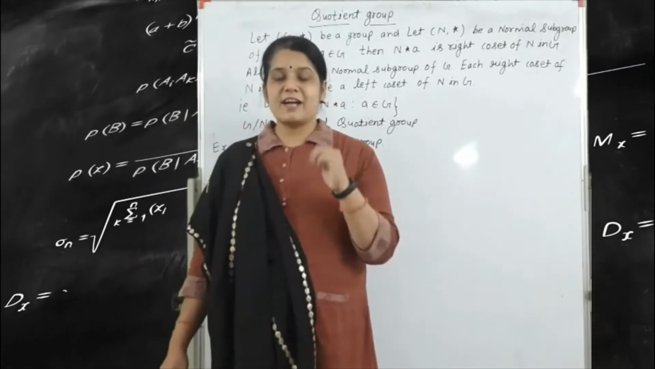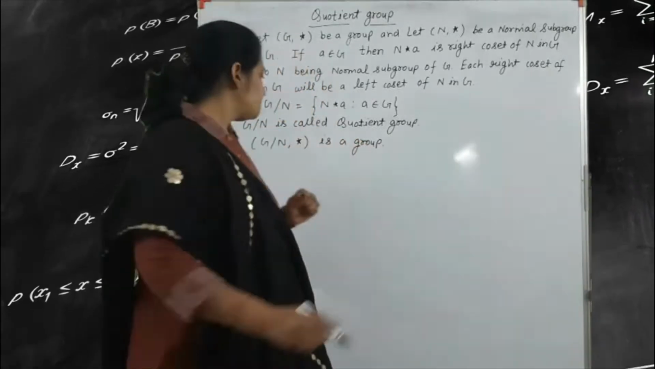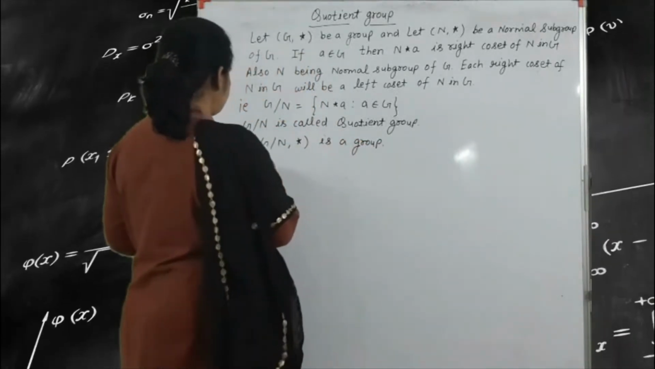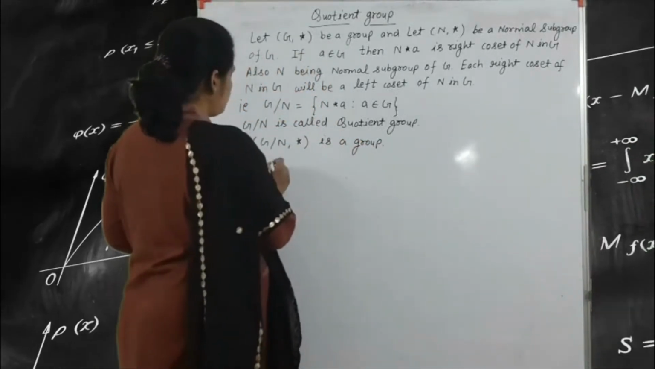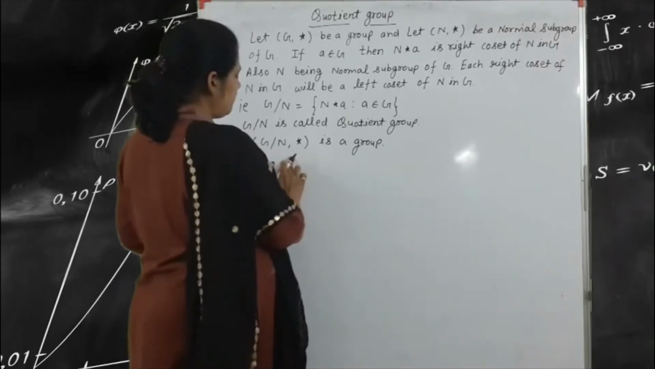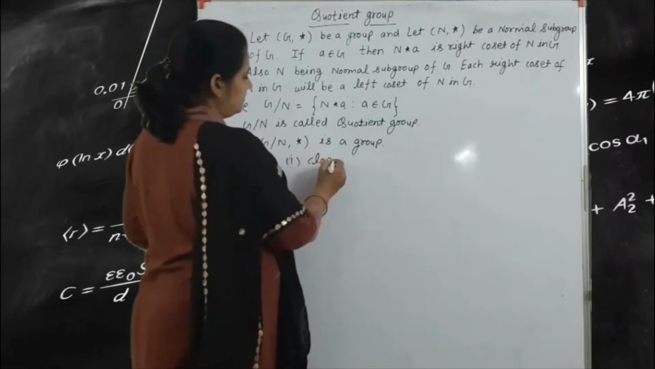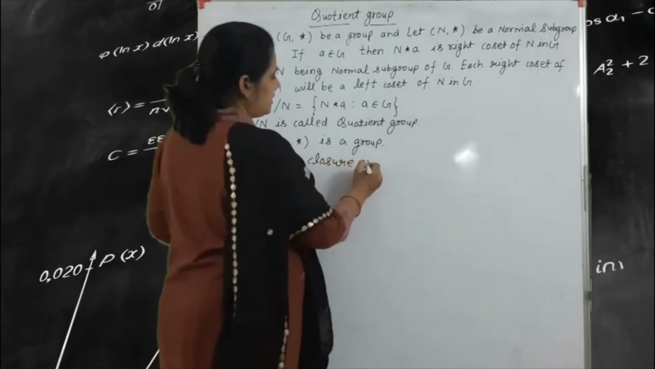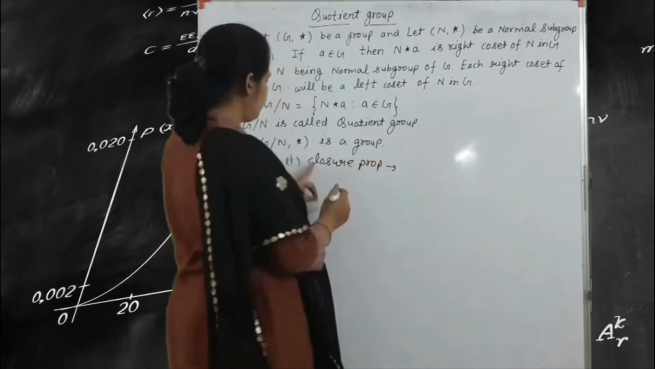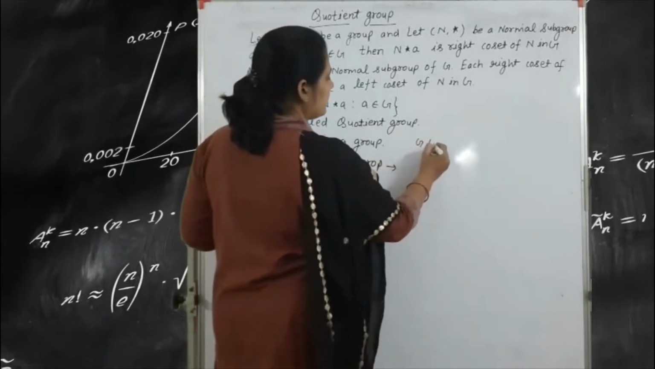Okay, so let's start. First one is the closure property. Here we write the solution, or you can say the proof. Number one is the closure property. And here you define G by N. That means what?